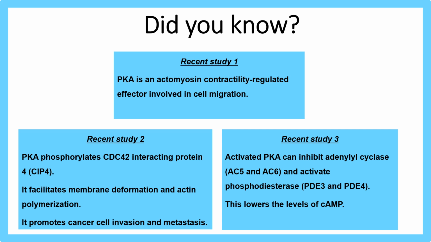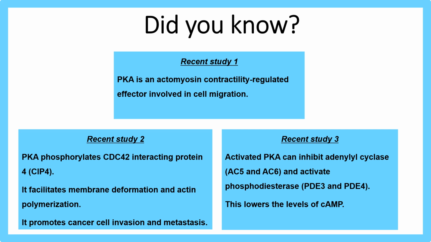Then you have recent study 2, where PKA has the ability to phosphorylate a protein called CDC42 interacting protein CIP4. That basically facilitates the change in the shape of the membrane, and also how actin polymerizes. When you have lots of small molecules called monomers and they bind together, it forms a polymer. So how the actin protein polymerizes to form a larger polymer, CIP4 facilitates this. And this is what helps in terms of migration, invasion and metastasis of cancer.